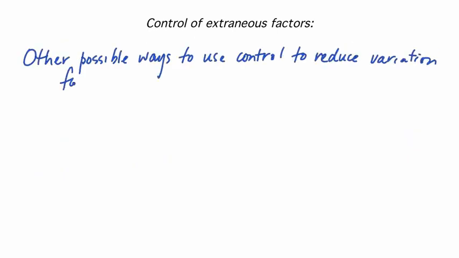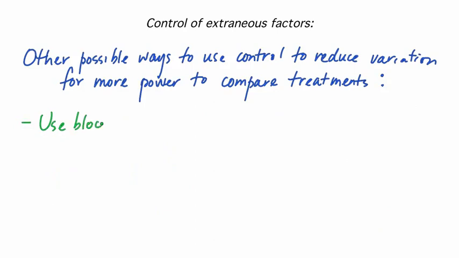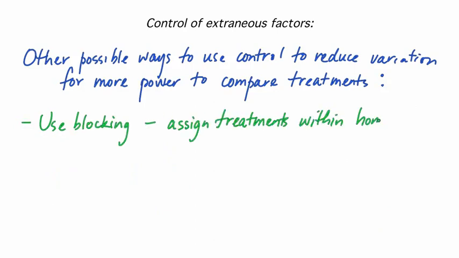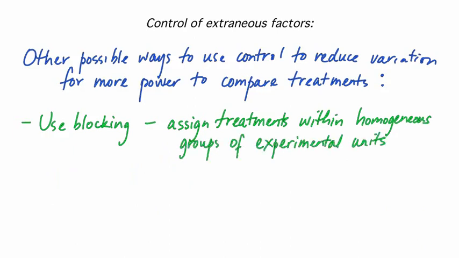Another way to control for variation is to use blocking. Recall that blocks are groups of relatively homogeneous experimental units. And by comparing treatments within blocks, we're reducing the effect of that variation that exists between blocks. And that should give us more power for our comparisons.